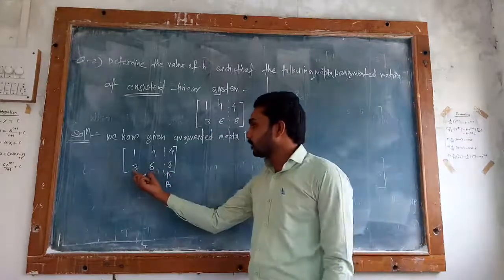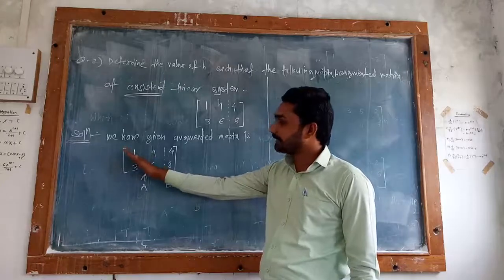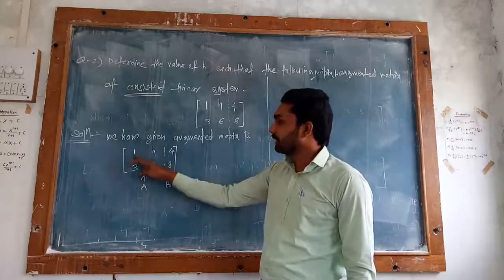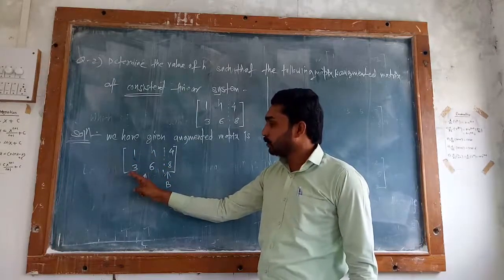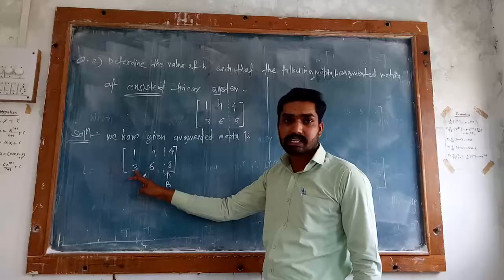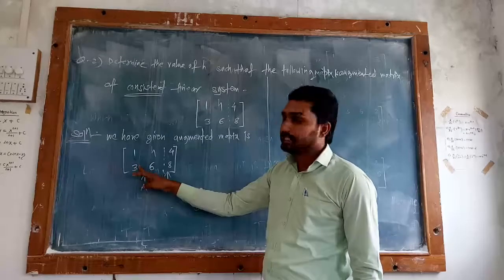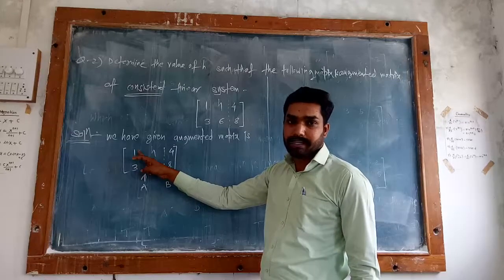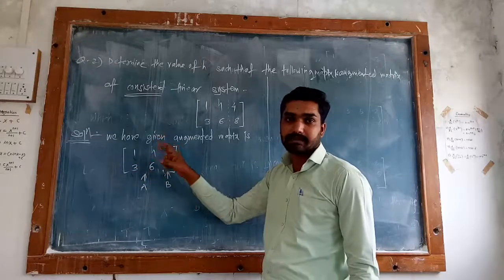We have to make this coefficient matrix A into an upper triangular matrix, so the diagonal entry must become 1. This entry is already 1. Next, we make the second row, first element 0. There is a 3, so we multiply the first row by -3, and after adding, 3 minus 3 becomes 0.